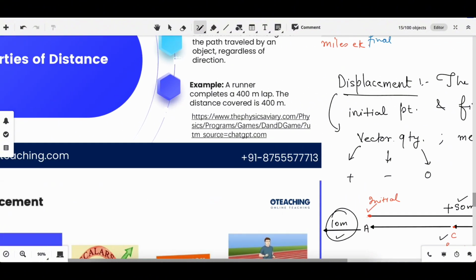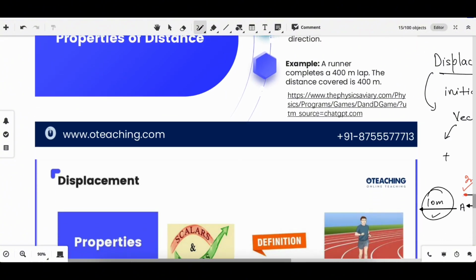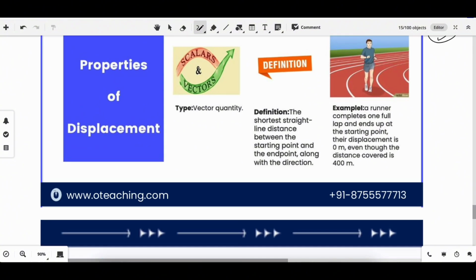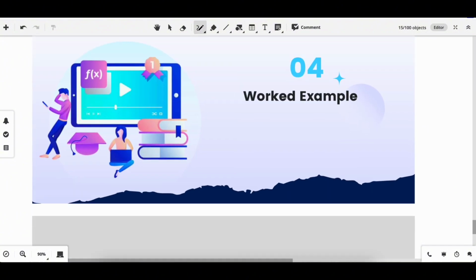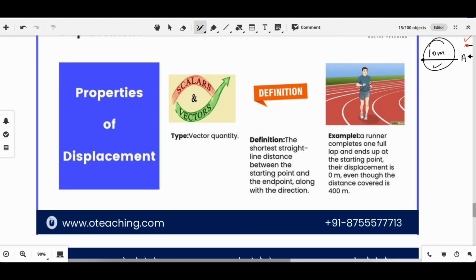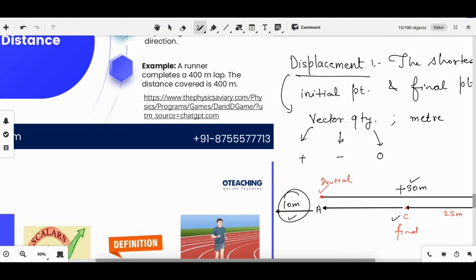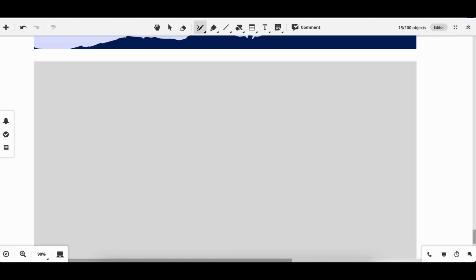So I hope I'm clear, and you can go through the properties of the distance and you can cover up with this. Let's go through this PDF which mentions what are the properties of the displacement. Okay, and I have already covered up the difference between the distance and displacement. Okay, let's just move on to a worked example now.